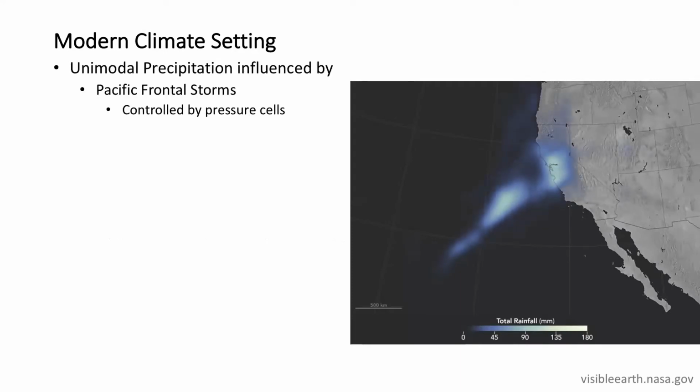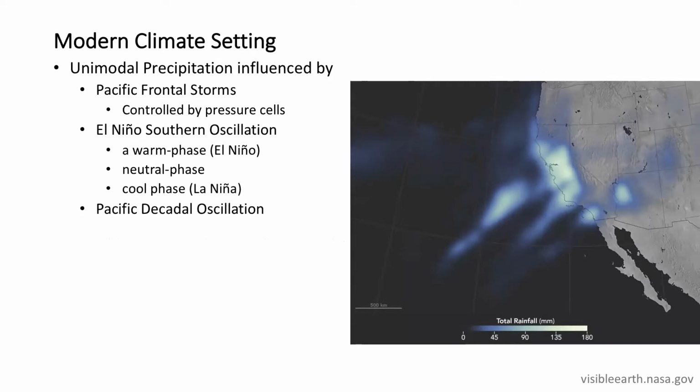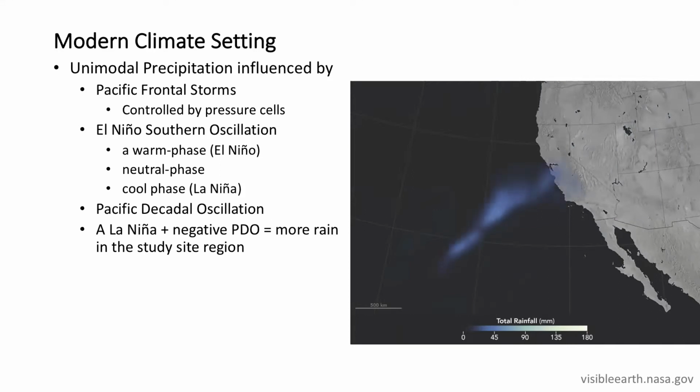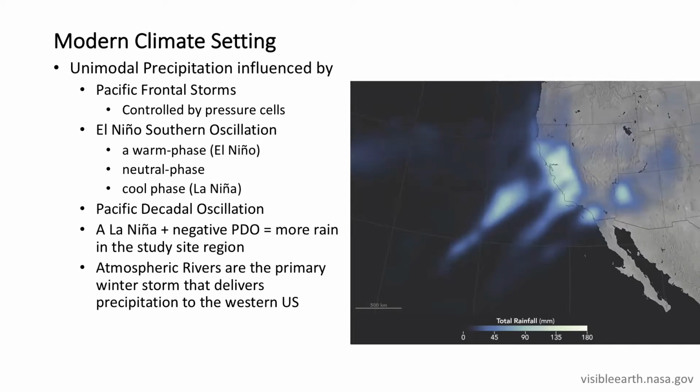The unimodal precipitation pattern is influenced by Pacific frontal storms controlled by pressure cells, the El Niño Southern Oscillation, and the Pacific Decadal Oscillation. Moreover, the combination of a La Niña ENSO phase in concert with a negative PDO phase results in more precipitation in the study site region. Atmospheric rivers are the primary type of winter storm that delivers water to the Western United States and fills basins. The amount of precipitation that an atmospheric river delivers is comparable to the amount that a hurricane delivers, which is a lot.